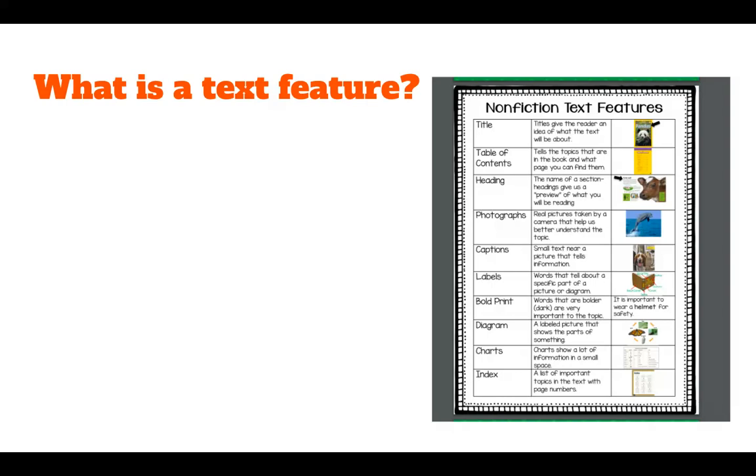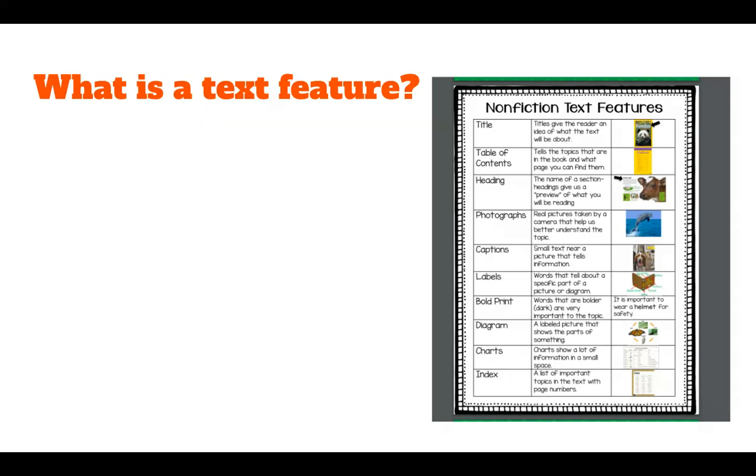One text feature that you might use today in your feature article is a title. The title is always at the top of the page and it tells the reader what the text is going to be about. So in this example, you see a picture of a magazine and the title says pandas. As a reader, I know right away that the main idea is about pandas and that's what I'm going to be reading about. Another example of a text feature could be a table of contents. A table of contents is often used in magazines or nonfiction books. Today we're writing an article, so you won't include a table of contents in your feature article.